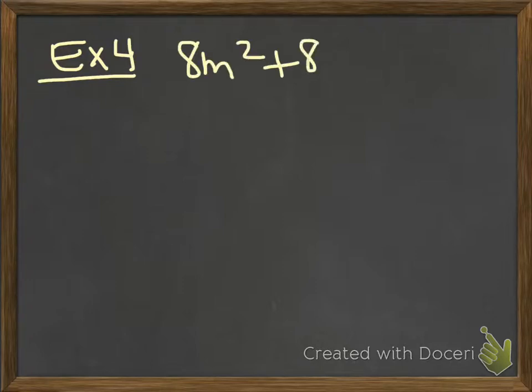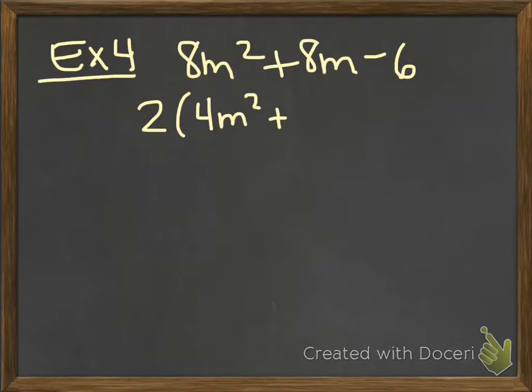Example 4 is 8m squared plus 8m minus 6. Now in this problem there is a greatest common factor that you can pull out of all three terms, and that would be 2. So 2 goes into 8m squared, 4m squared, 2 goes into 8m, 4m, and 2 goes into negative 6, negative 3. Okay, then you're going to do the diamond just for the inside part.